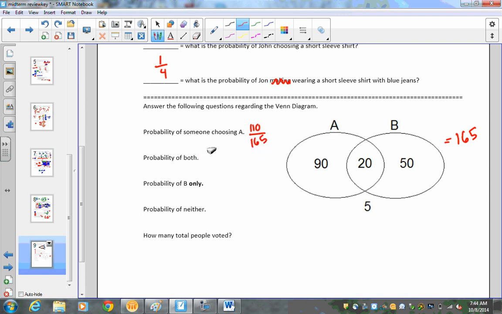What is the probability of both? Well, that's the shared section, 20 over 165. Next question. Probability of B only. B only is right here. 50 over 165. How many did neither? That'd be 5 over 165. Of course, how many total people voted? That'd be 165. Should have probably been the very first question asked.